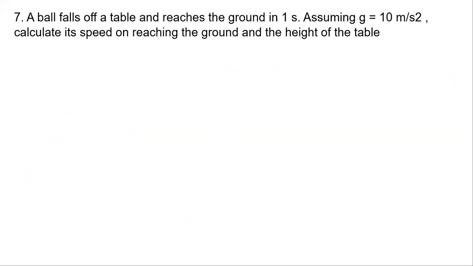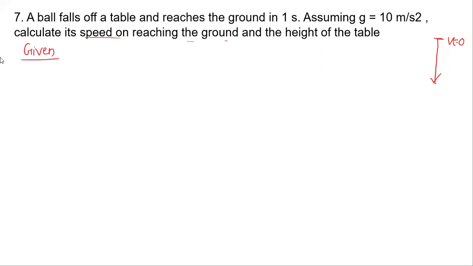Next question is, a ball falls off a table and reaches the ground in 1 second. So ball is falling from a table. Assume g is equal to 10. Time is given 1 second. Ball is falling from a certain height, so its initial velocity is 0. We want to find out speed on reaching the ground. That means we want to find out final velocity.